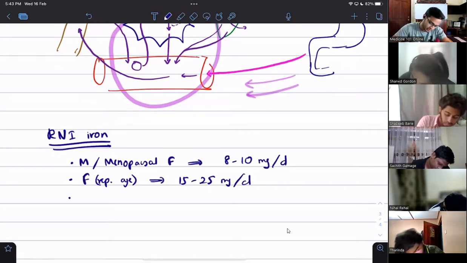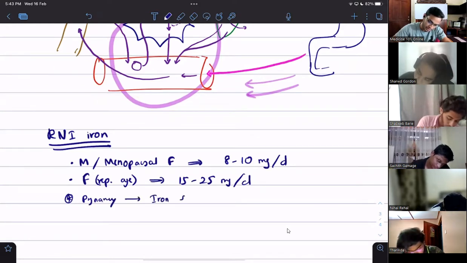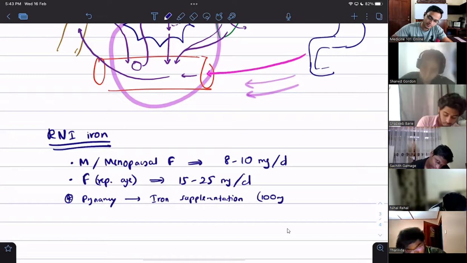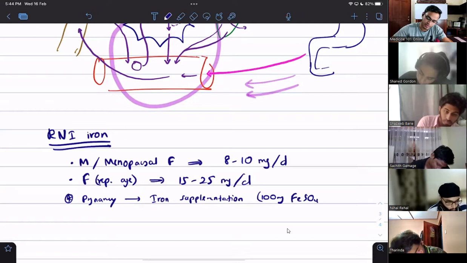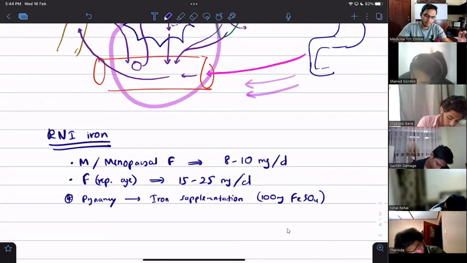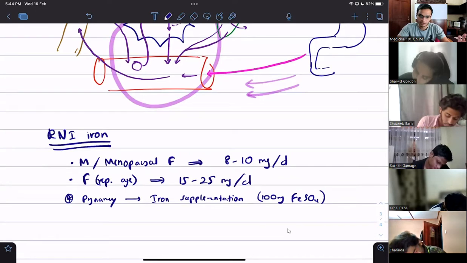And then, guys, you can put a star. Pregnancy, we usually give iron supplementation. We usually give 100 milligrams. We give sulfate, FeSO4. This is the famous one. There are other ones, so I will teach you all in the treatment part. Gluconate is there. We'll talk about those, but mainly ferrous sulfate. We give this amount. That is pregnancy. That is different, a little bit of an exception.